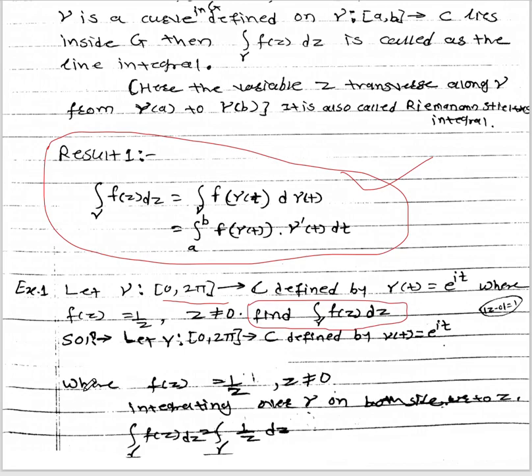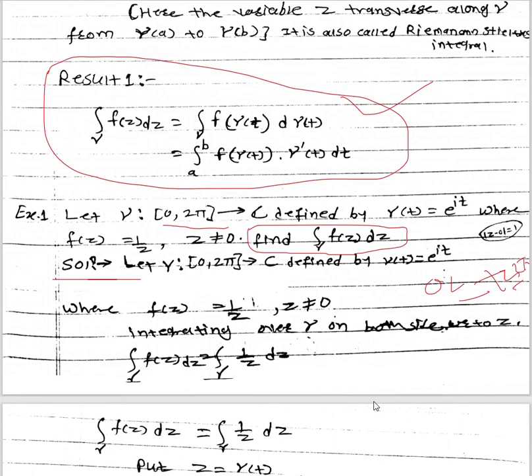Okay, solution. So what is given? We have given gamma from 0 to 2 pi to C, which is defined by gamma of t equal to e raised to power it. Here t lies between 0 to 2 pi. And f of z is also given as 1 upon z, where z is not equal to 0.